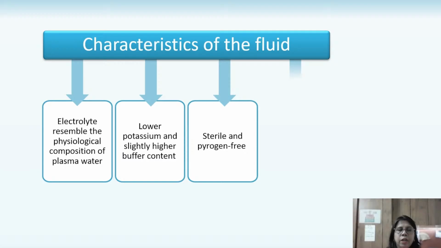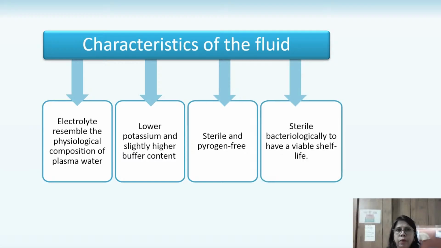These commercially available dialysate or substitution fluid replacements must have physiological resemblance to plasma water, and in some instances they may contain slightly lower potassium levels and slightly higher buffer content. They must be sterile and pyrogen free, and earlier commercial dialysate did not have any microbiological standards, but now bacteriologically sterile fluids must be used in CRRT which have a viable shelf life.